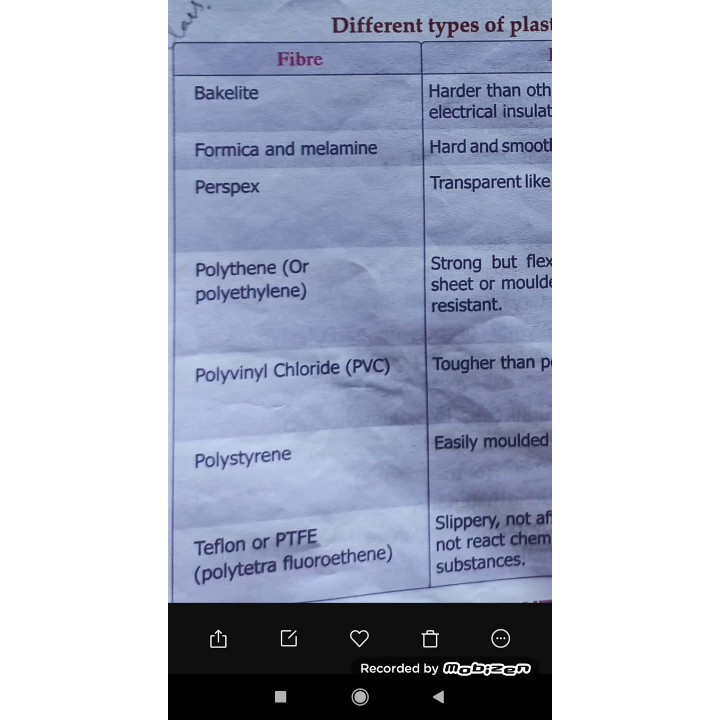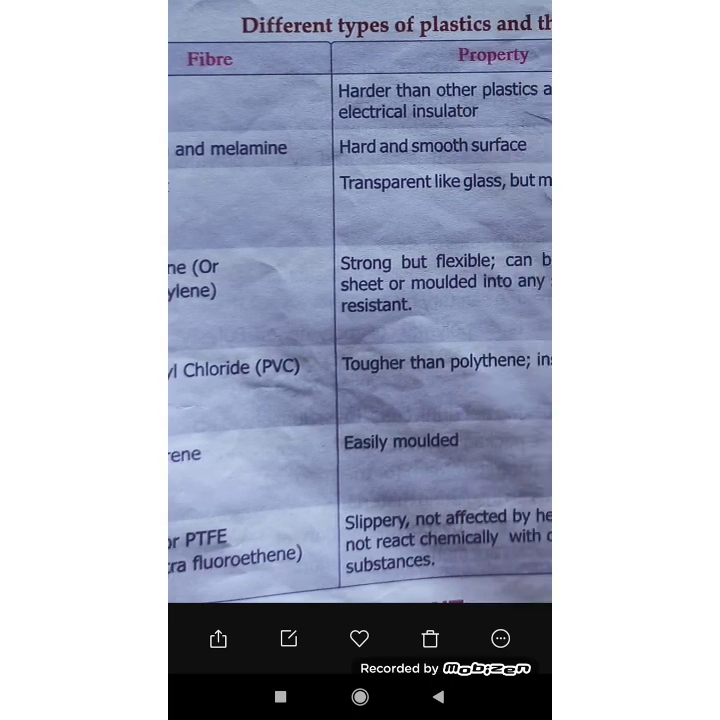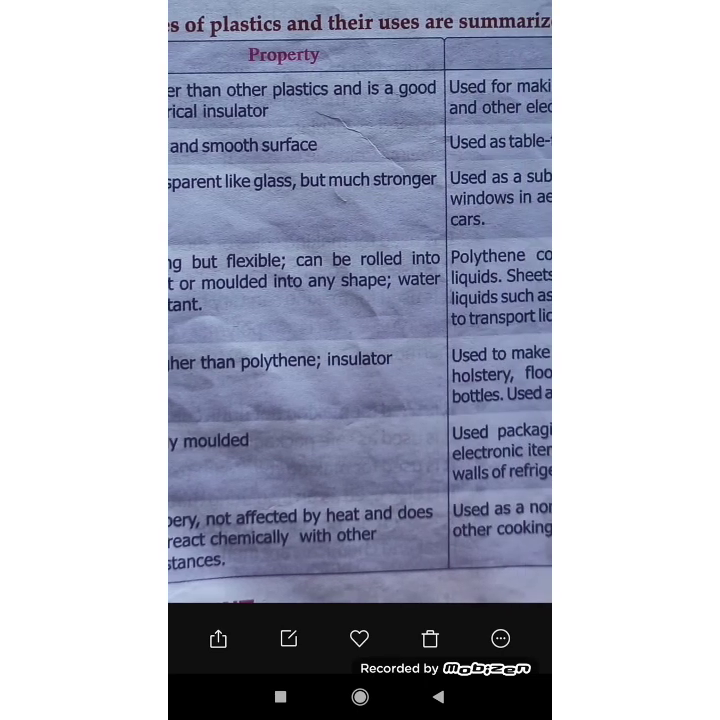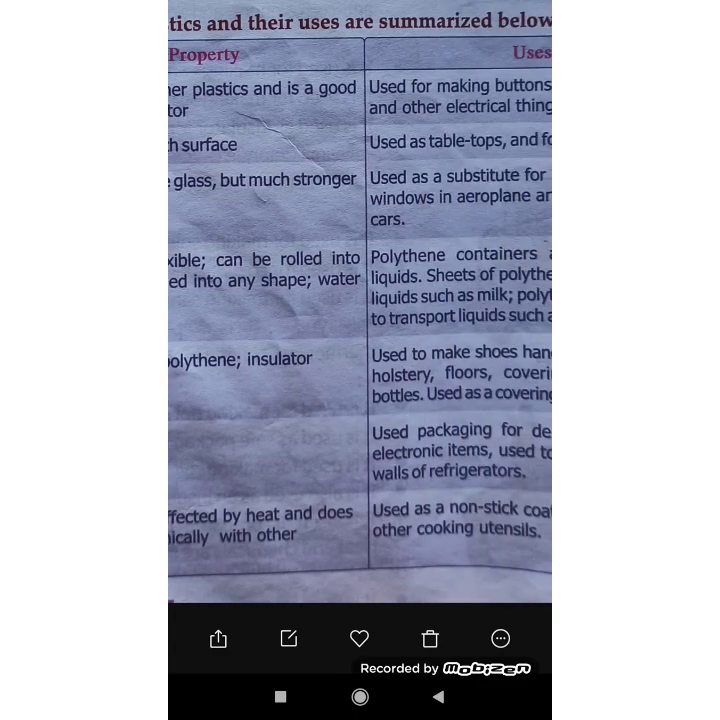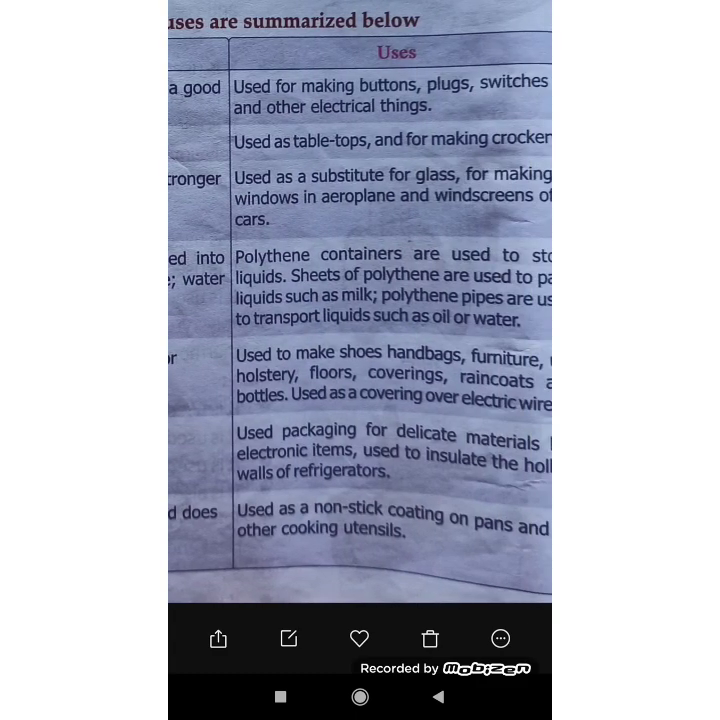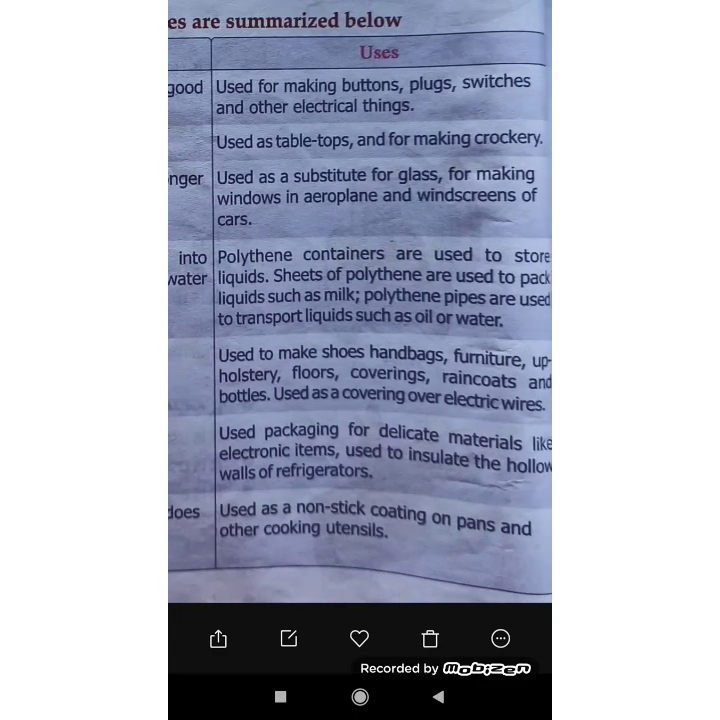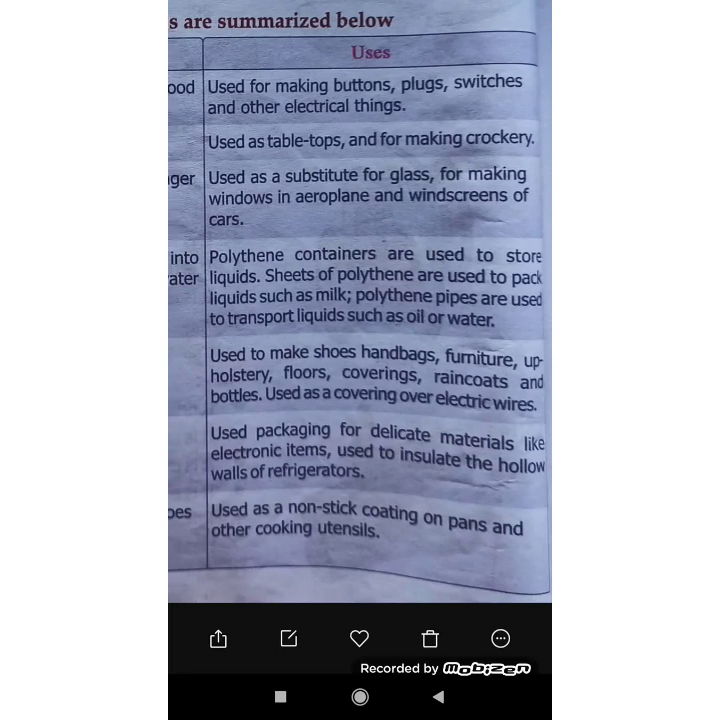Today in this module I'll give a quick overview of different types of plastics and their uses through this table. Here in this table, first one is bakelite. It is harder than other plastics and is a good electrical insulator. It is used for making buttons, plugs, switches and other electrical things.